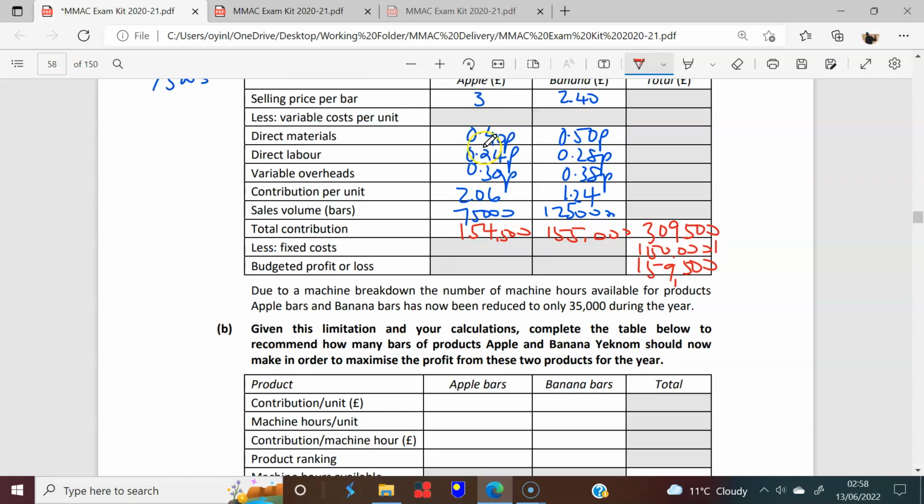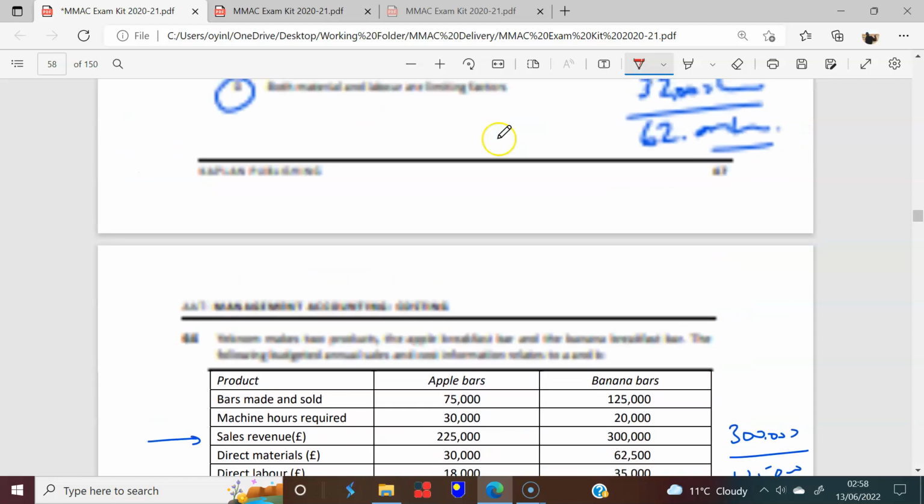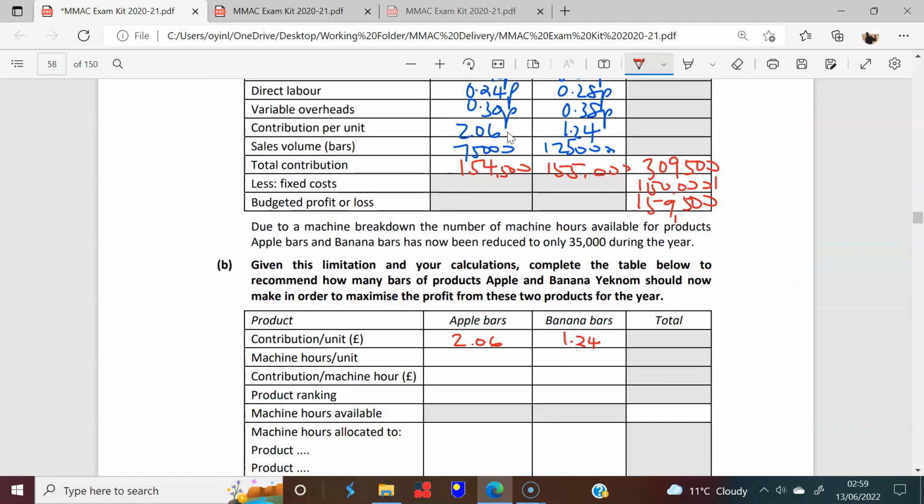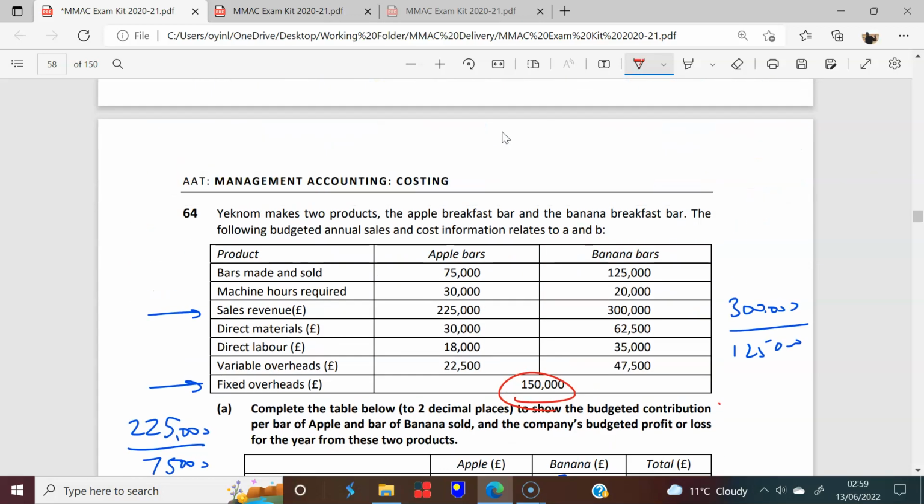So now we have a contribution per unit of £2.06, and here a contribution of £1.24. Now the question we want to ask ourselves is how many hours we need to make a unit. You can see this is all per unit. Now we know that we need 30,000 hours to make 75,000 bars. And so to make one bar, we must need 75,000 divided by 30,000.